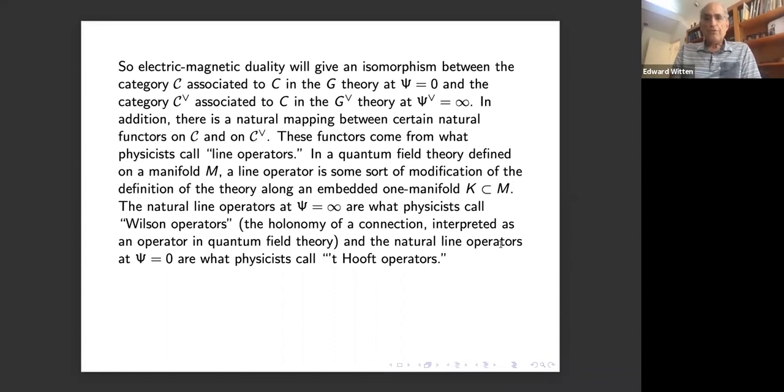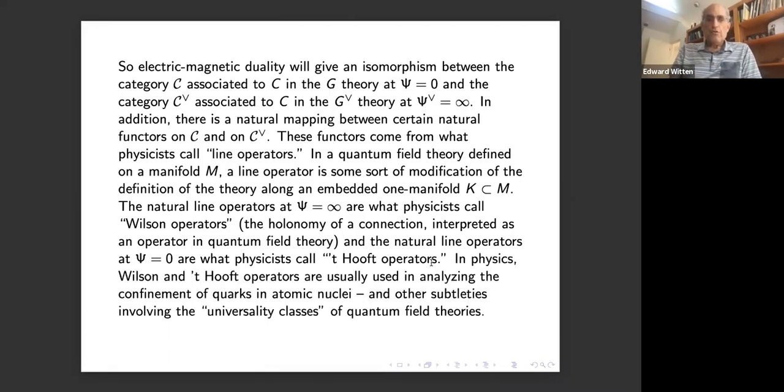The natural line operators at psi equals 0 are more sophisticated. They're known as 't Hooft operators. And a 't Hooft operator is defined by a certain kind of singularity it produces in the fields near the support of the 't Hooft operator. So Wilson and 't Hooft operators are widely used in physics. They're used for analyzing problems such as the confinement of quarks in atomic nuclei, and also for studying subtleties involving what are called universality classes of quantum field theories.